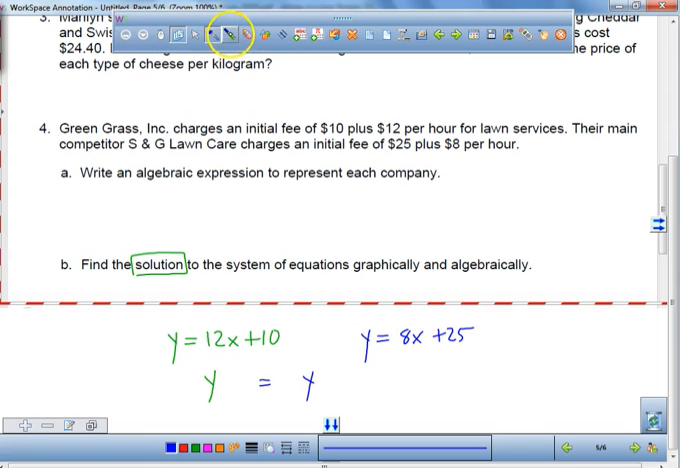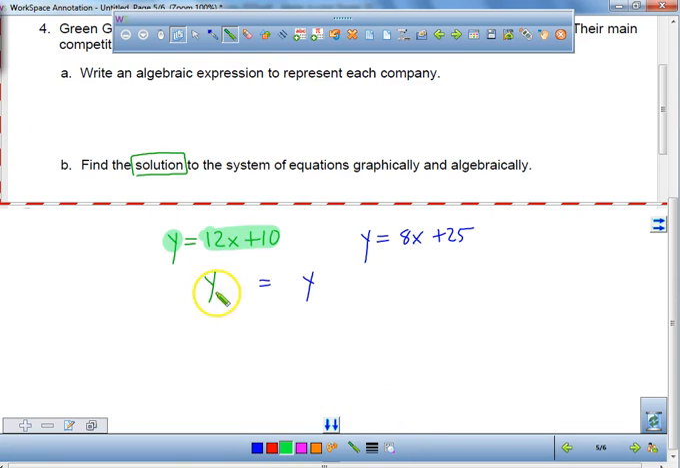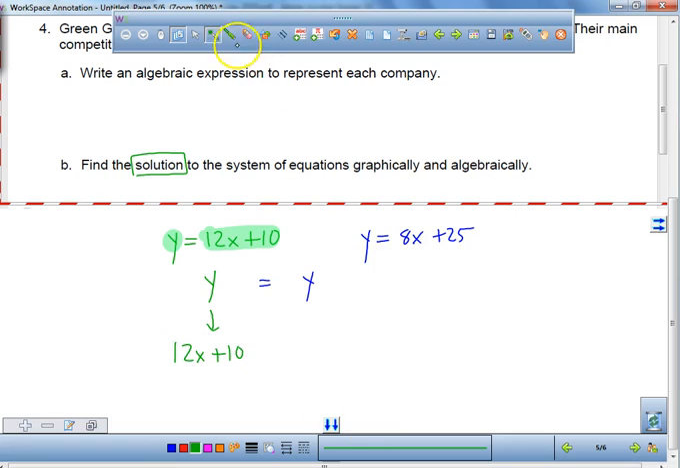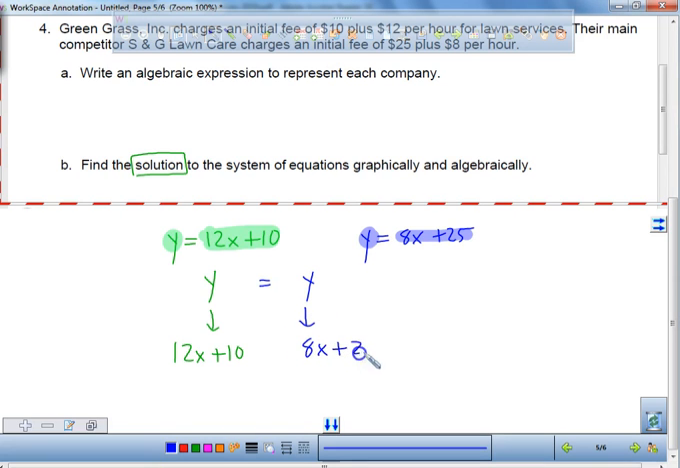So we're going to use the process of substitution. What's this y value equal to? 12x plus 10. So right underneath this y, what am I going to plug in for my y value? 12x plus 10. Right here, what's this y value equal to? 8x plus 25. So what am I going to plug in right here? 8x plus 25. And what am I doing? I'm setting them equal to each other. And now we just have to solve for x.